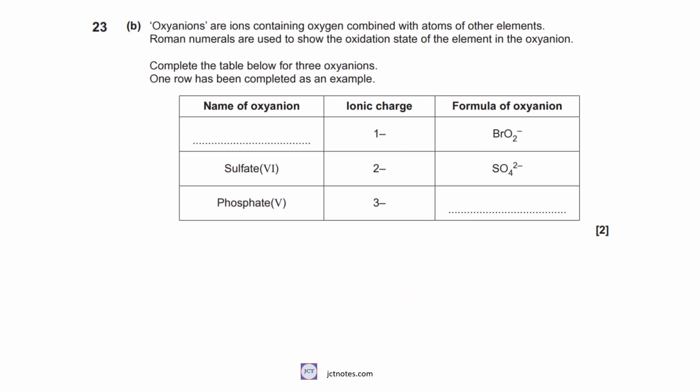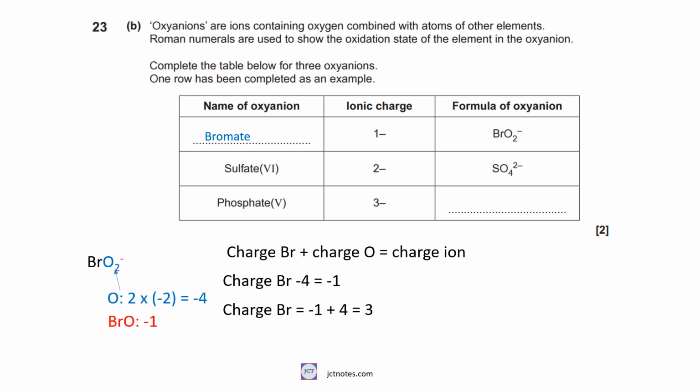In part B of question 23, we are provided with the definition of oxyanions, and we are asked to complete a table of oxyanions. Starting with the second row, with the bromine and oxygen ion, we can deduce that the name is going to be bromate. To calculate the oxidation state, we consider that the oxidation state of the oxygen is -2, so 2 atoms of oxygen will produce a net charge of -4, but the oxyanion has a net charge of -1, therefore, the bromine only neutralizes 3 negative charges, making it bromate(3).